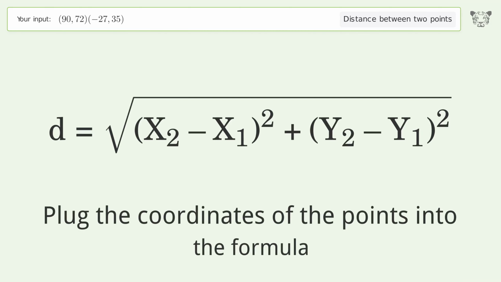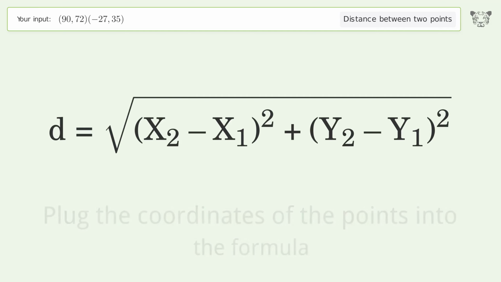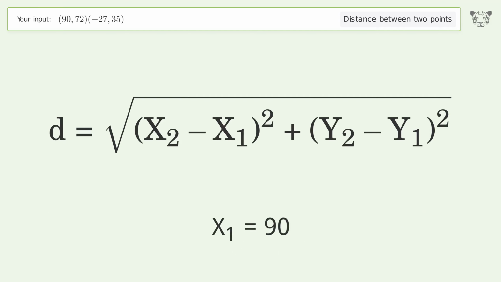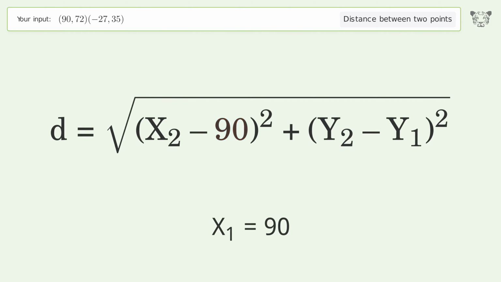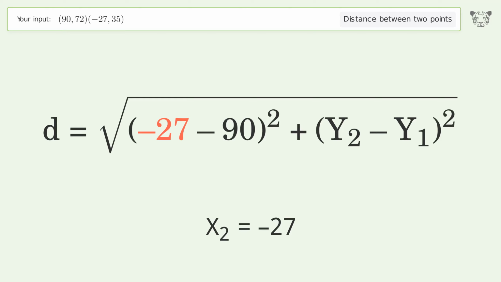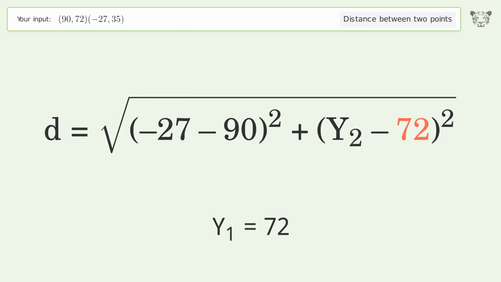Plug the coordinates of the points into the formula. x1 equals 90. x2 equals negative 27. y1 equals 72. y2 equals 35.